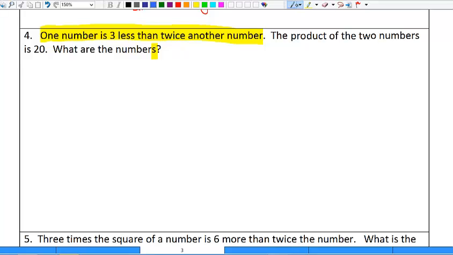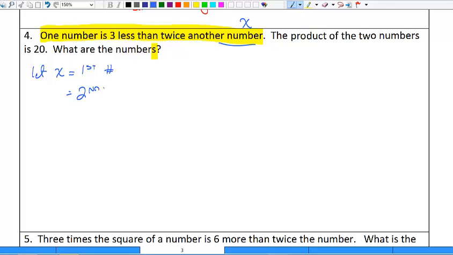Well, which one should be our x? Well, x is going to be the another number. It's the one mentioned second. So this is going to be our x. So we're going to let x be equal to this other number, okay?